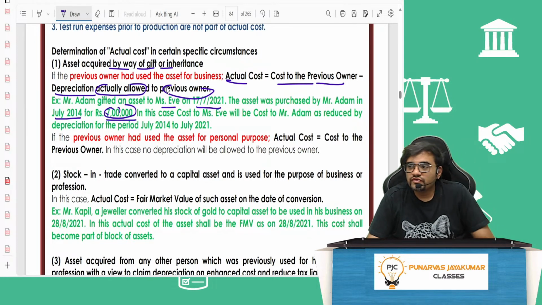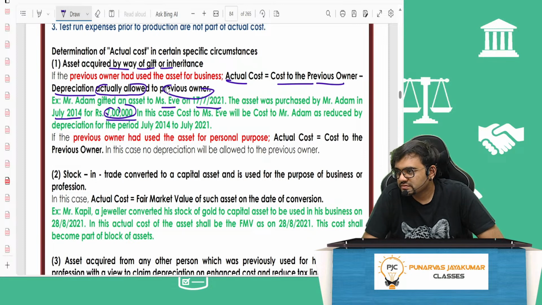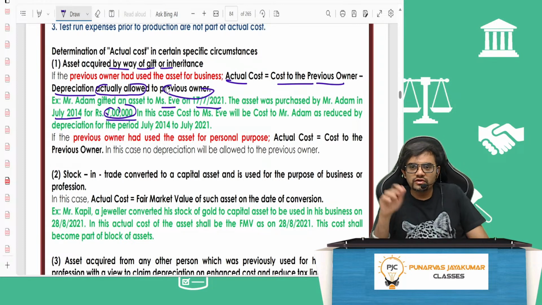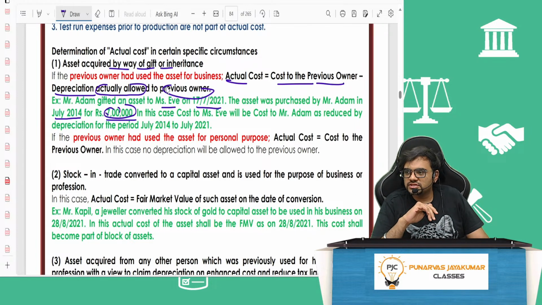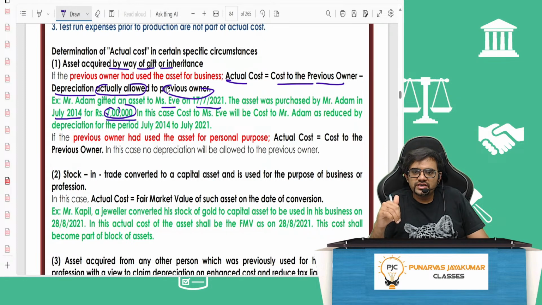Adam had a car for personal purposes. A BMW car he had bought 7 years ago for 1 crore. Today actual depreciated value is 20 lakhs. But Adam was using it all for personal purposes. So today he gifted that to Miss Eve. Eve is bringing it into business.